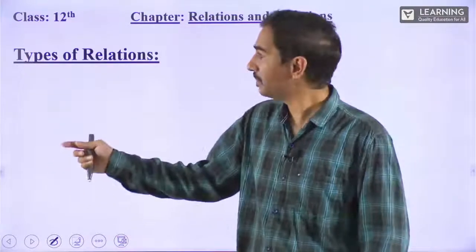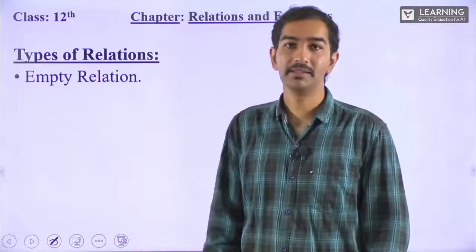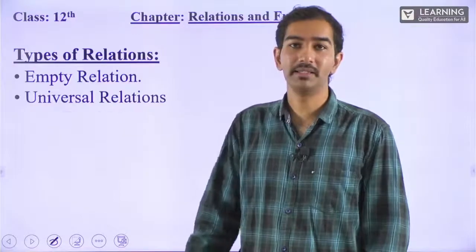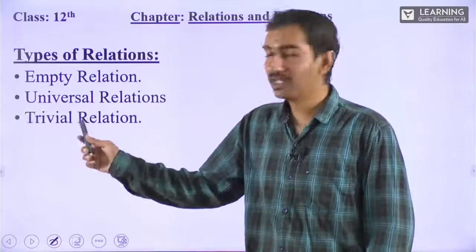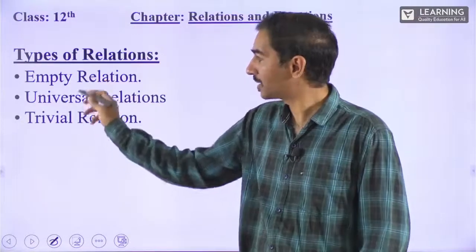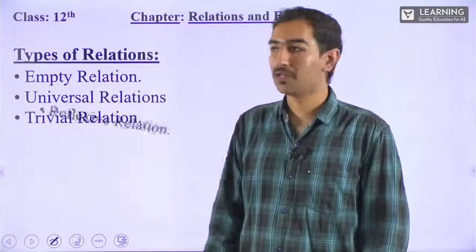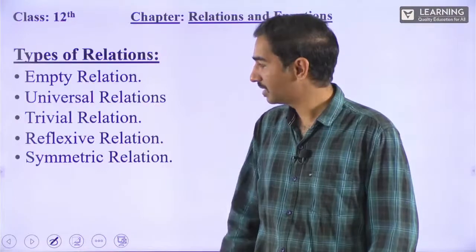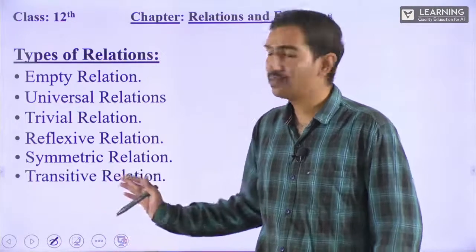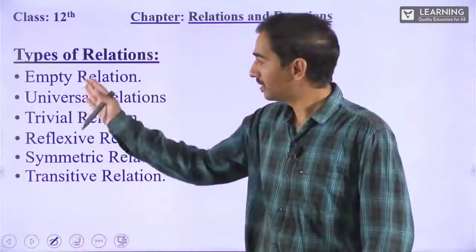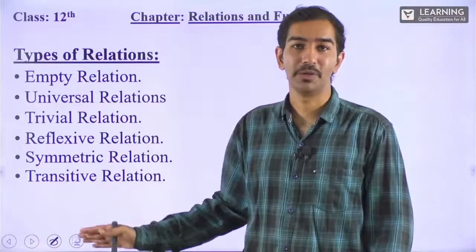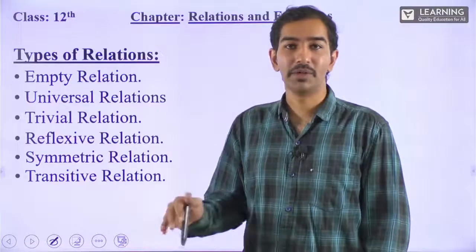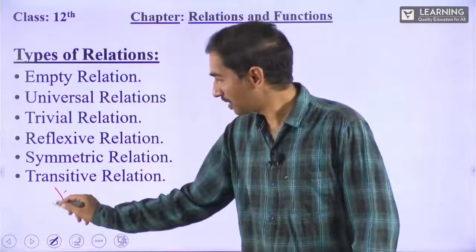Alright. The very first type, empty relation. This is one of the kinds of relations. Next one is universal relation. Next, trivial relations. These both together are called trivial relations. Moving on to the next ones: reflexive relation, symmetric relation, and transitive relation. These are the different types of relations. We'll be seeing each one of them in our next session. For today, we'll just be stopping here.